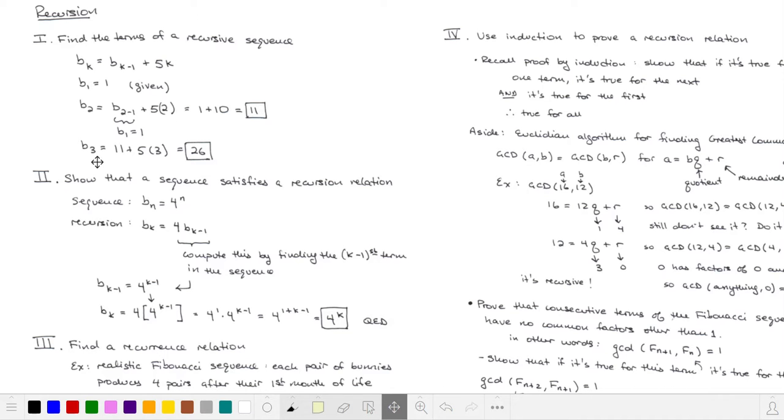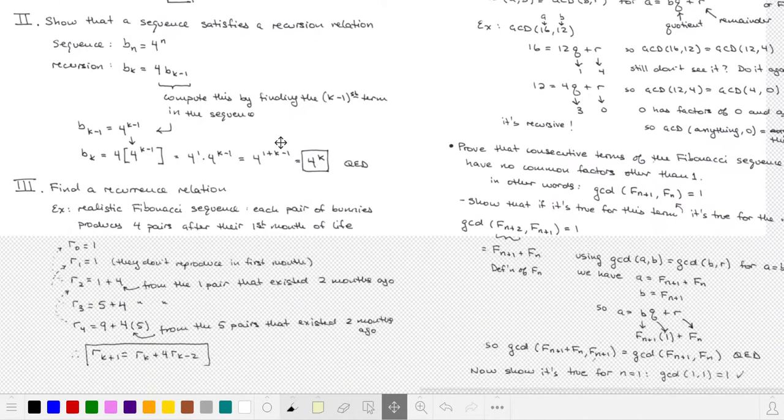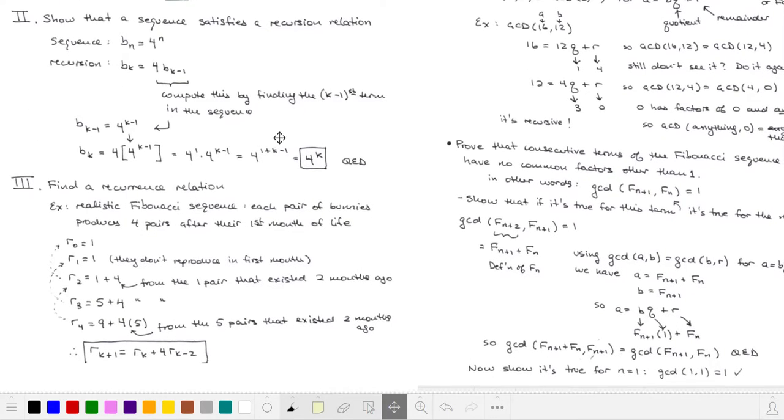And then to find the next term, b3, you take the previous term, which is 11, and then you add 5 times 3. So 15 plus 11 is 26. So I think you'll find finding the terms of a recursively defined sequence to be easy, provided you're given the first term.